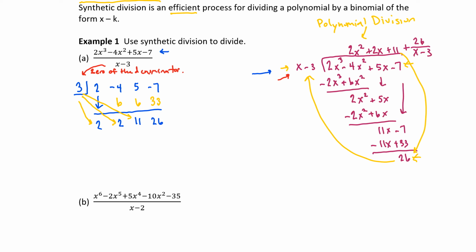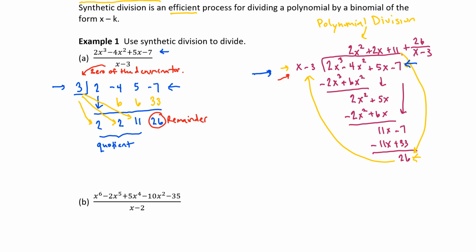So notice this line right here represents the dividend. This box represents our divisor. So this part is the quotient. I just have to learn how to interpret it. And very importantly, anything in this last spot is the remainder.